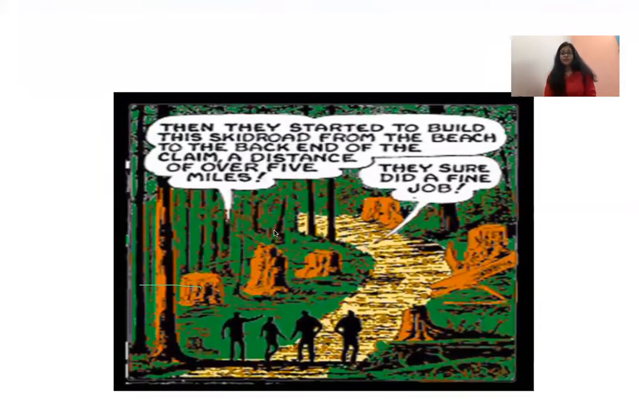Now look at this cartoon over here. What does it say? The men are talking, okay? We can see the trees over here. Then they started to build the skin board, from the beach claim a distance of over 5 miles. They surely did a fine job. So what are we going to say? That the trees have been uprooted. So there is deforestation. Who has done all this? Has nature done this? No, we humans, for our own greed, for our own satisfaction, right? We have to cut down the forest to build houses, to get more land for industrialization, to build more industries, right? So this is the way we have damaged our earth.